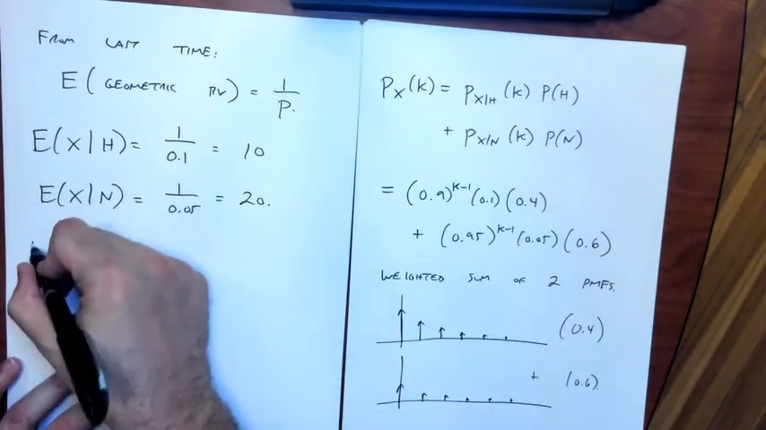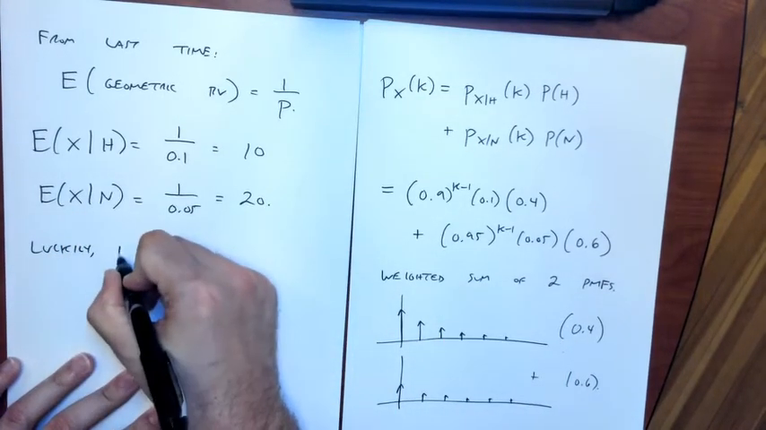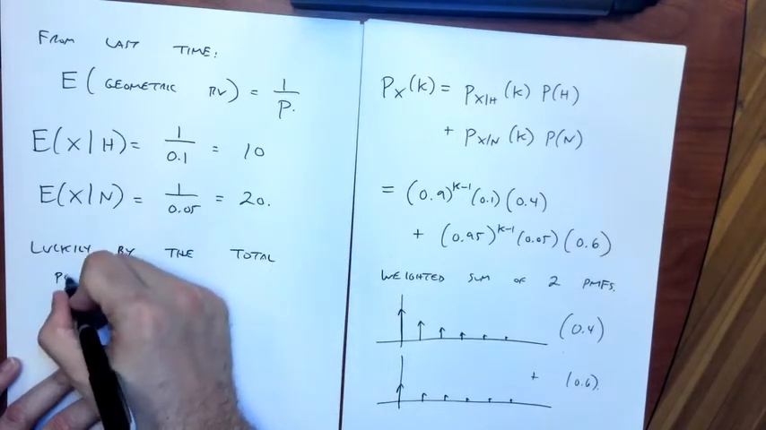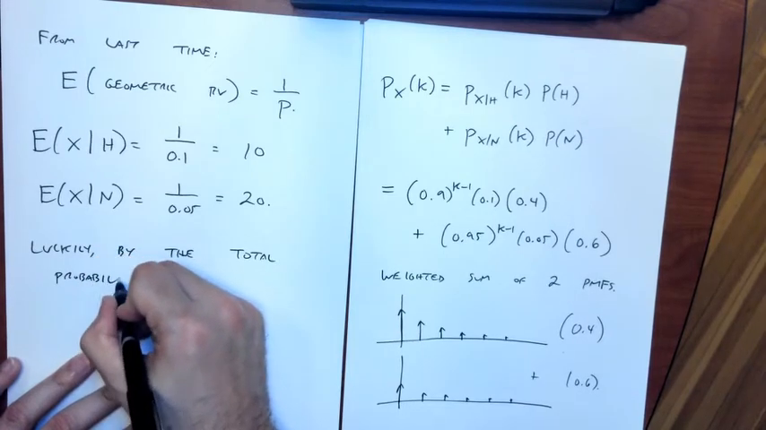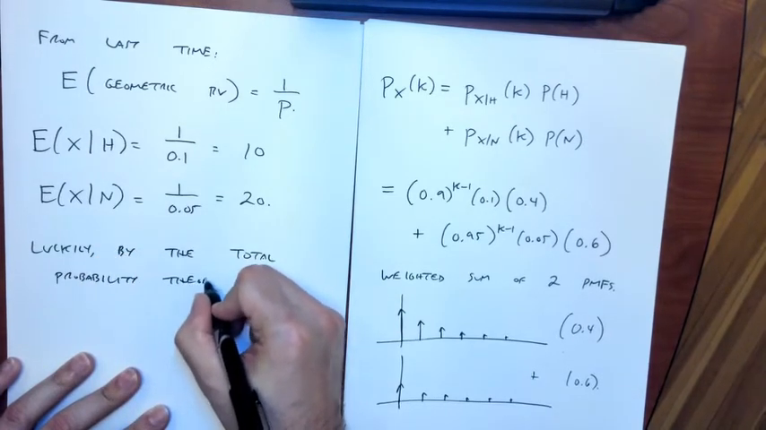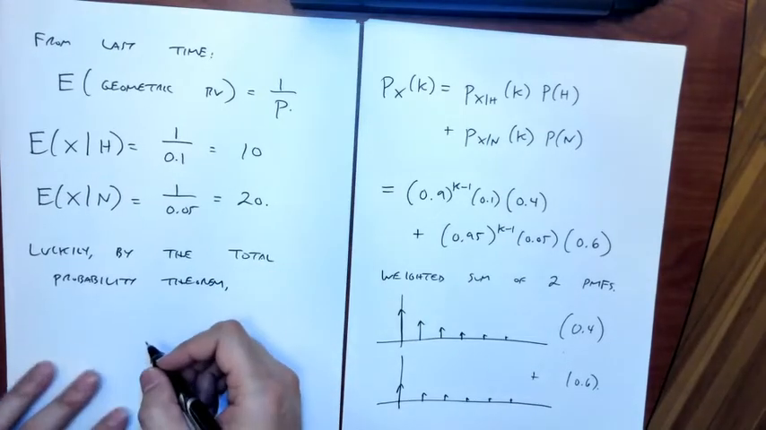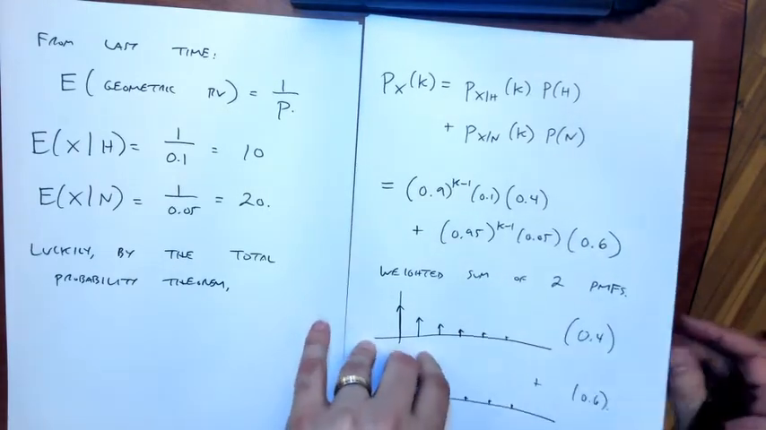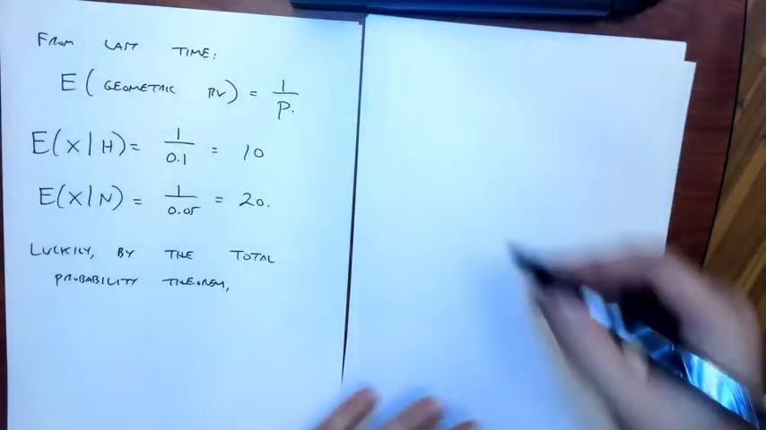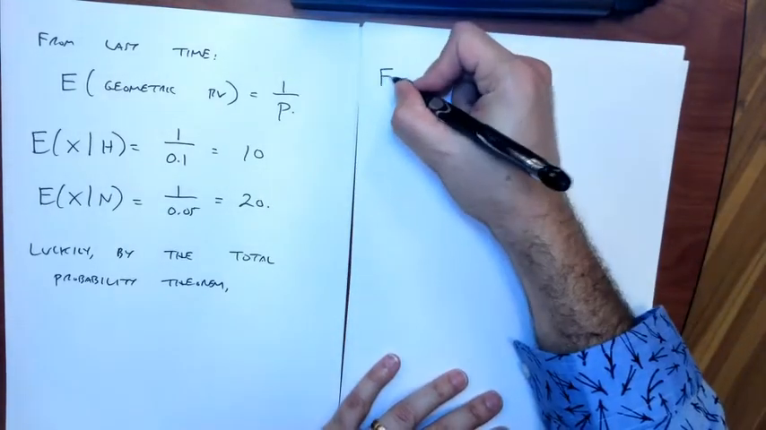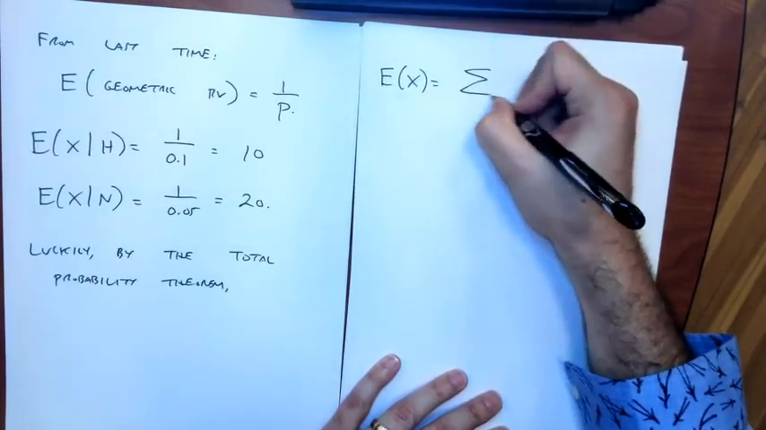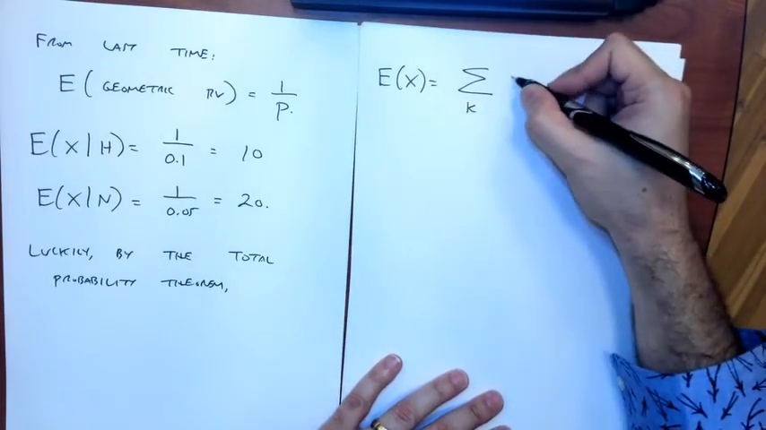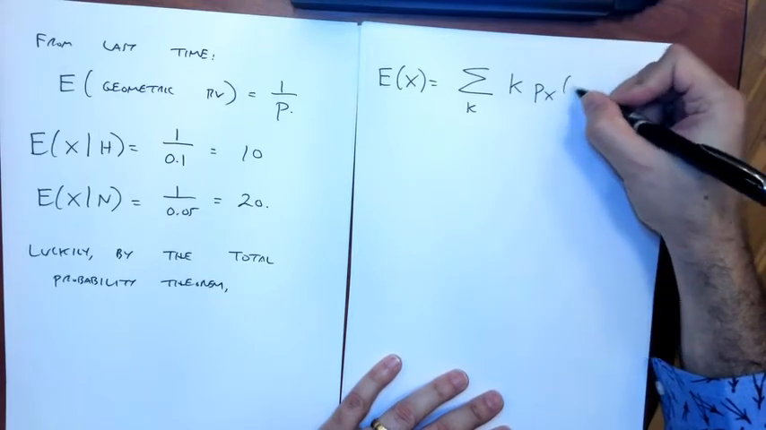Whereas, luckily, by the total probability theorem, the same one we used to build the PMF, let's back up and rederive what expected value means. So the expected value of X is the sum over the possible values of the random variable times the probability of getting that value.